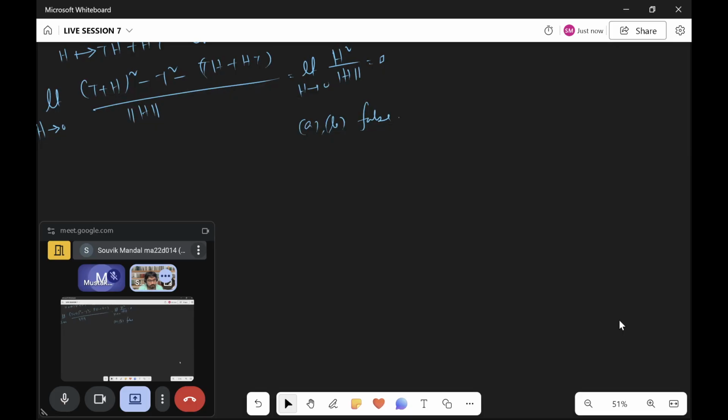Now the next question. There exists a norm on the space of polynomials in R, that is, P is equal to the set of summations a_i x^i, a_i belongs to R, n belongs to N, such that P is a Banach space.